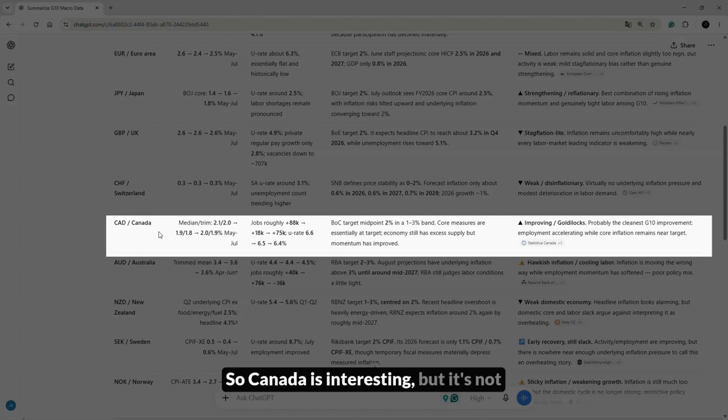So Canada is interesting, but it's not fantastic because the Bank of Canada is not going to hike interest rates with median and trimmed CPI, which is what the Bank of Canada focuses on, if you watch the first part of the video, which is pretty much their target. The Bank of Canada targets the midpoint, 2% in a 1-3 band, so 2% target, and the core measures of inflation are essentially at target. They've been moving around, fluctuating over the past 3 months around target. So the Bank of Canada is not going to hike interest rates on this, but they're also not going to cut interest rates because the labor market is doing pretty well. Inflation is where they want it, the labor market is doing okay, so they're not going to cut.